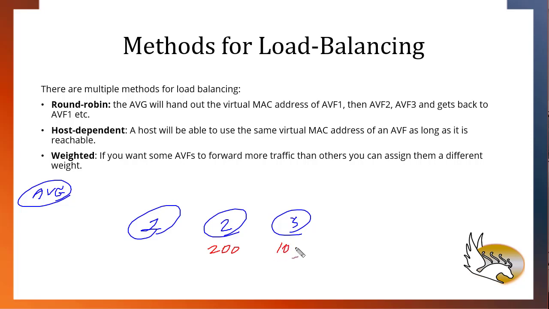So that's going to receive the default weight, which is 100. And router 1 is a little more powerful than router 3, but less powerful than router 2. I'm going to assign it 150. It means that now, based on the proportion that we have, for each 3 packets forwarded by router 1, 4 packets are going to be forwarded by router 2, but only 2 packets are going to be forwarded by router 3. So this is what weighted means.